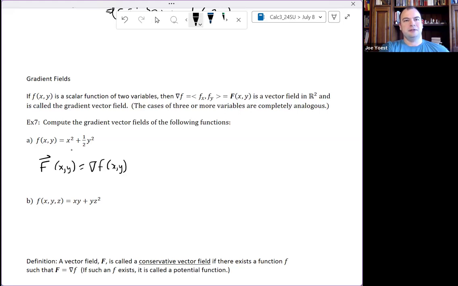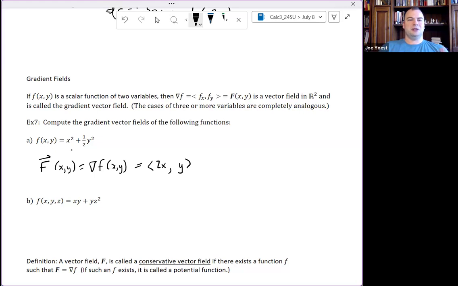So my function defining the vector field is just grad f. Its first component is partial of little f with respect to x. That's just 2x. Its second component, partial with respect to y, is just, well, 2 times 1/2 y. So just 2x comma y.